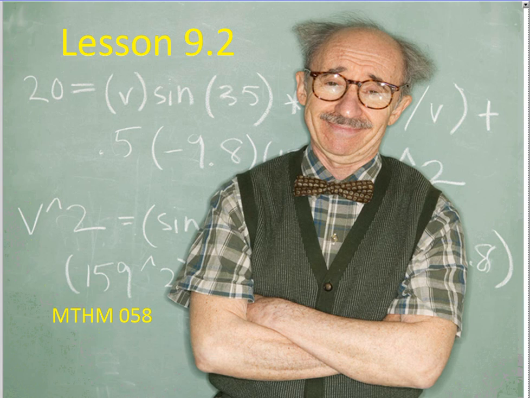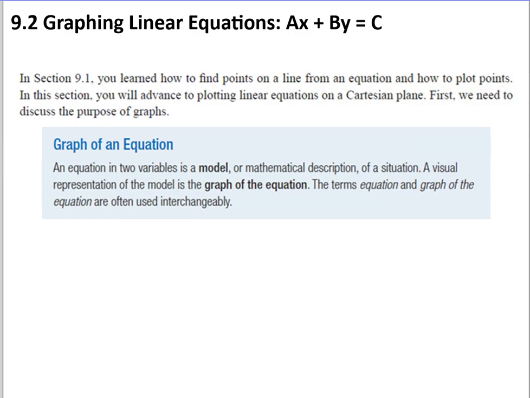In this video, we're looking at section 9.2, which is graphing linear equations in two variables using the form ax plus by equals c. In section 9.1, you learned how to find points on a line from an equation and how to plot the points. We're going to look at plotting linear equations on the Cartesian plane, and then we're going to look specifically at this pattern, ax plus by equals c.